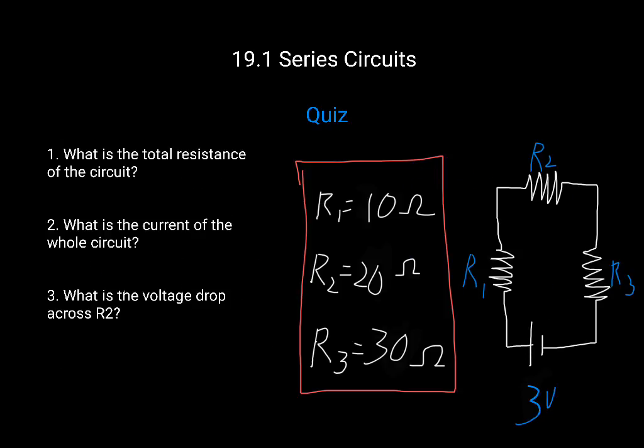Okay, so here is your quiz for this lesson. First, what is the total resistance of the circuit? Oh, and just so you know, we have a circuit with 3 resistors in series, a 10 ohm, a 20 ohm, and a 30 ohm resistor, and there is a 3 volt voltage source also in series. So first, what is the total resistance of our circuit? Second, what is the total current through the circuit? And third, what is the voltage drop across R2? Go ahead and fill out your quiz sheets and bring them into class, and I'll see you next class period.